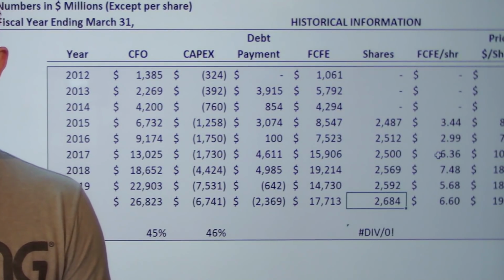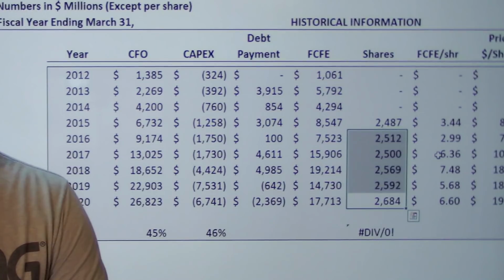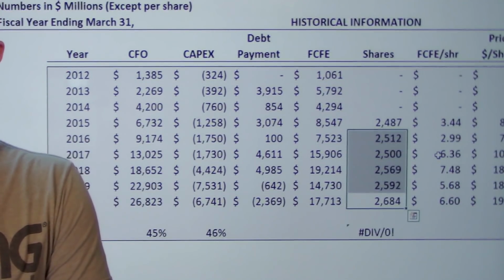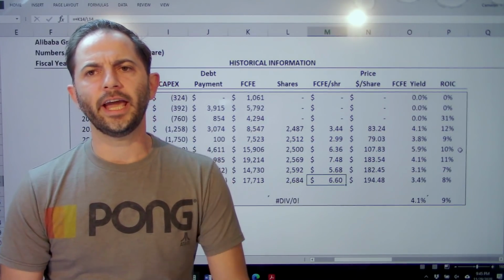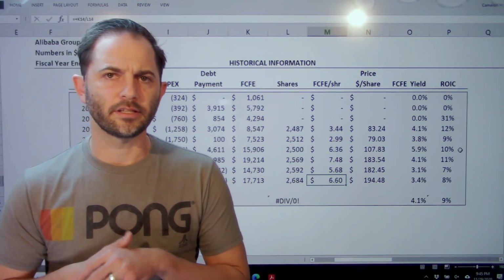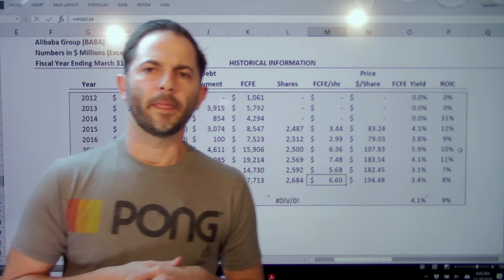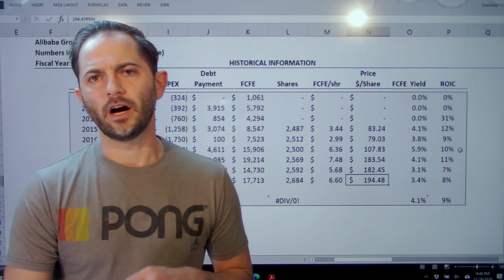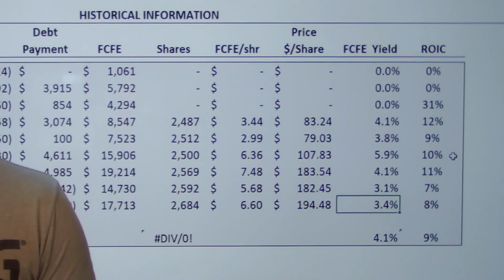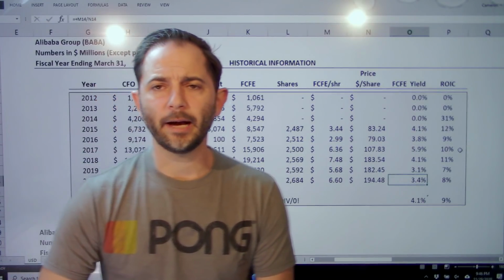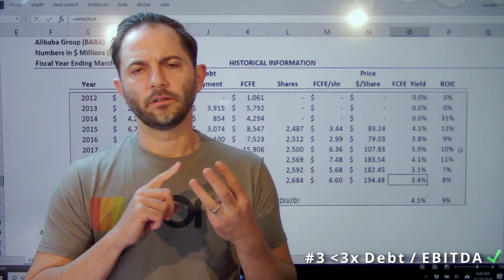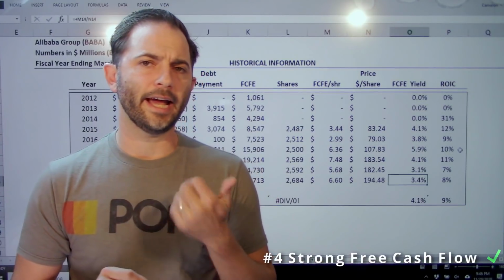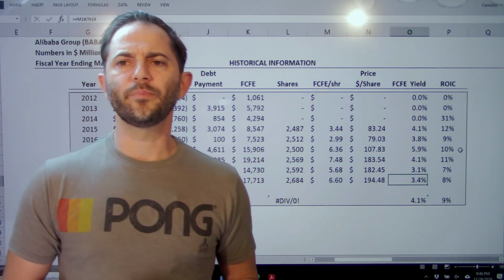Shares outstanding have grown slightly. They do issue shares slightly every year. That's probably based on employee stock comp that they just don't buy back. Free cash flow per share was $6.66 last fiscal year. And on a price of $194, that gives you a 3.4% yield, just dividing the two. So let's recap. Earnings growth, yes. EBITDA growth, yes. Low debt, absolutely. Strong free cash flow, yeah. So I think it checks all those boxes.